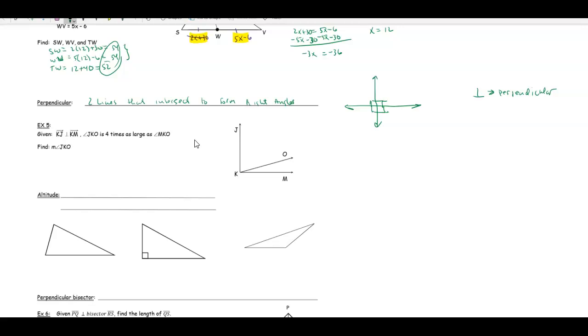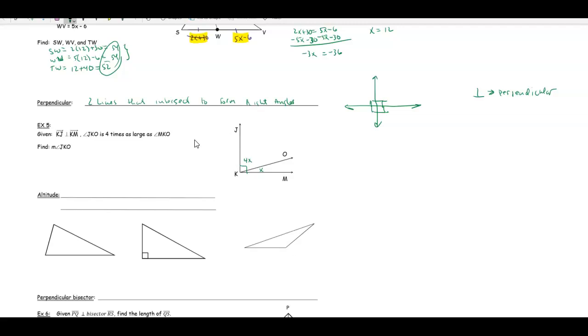So when we look at the first one, it says KJ is perpendicular to KM. So right away I know this is a right angle. If JKO is 4 times as large as MKO, right? So basically if MKO is X, we know JKO is 4 times whatever that is. Okay, so how could we use this info to find angle JKO?